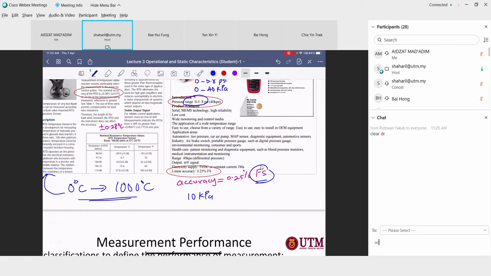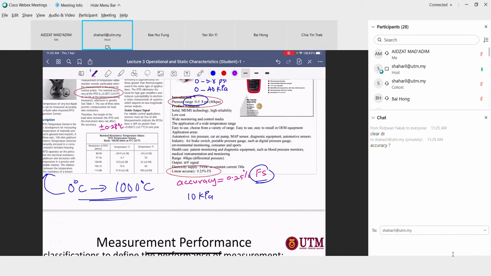How about you guys? Ki Hui Fung, yes. Where can you get the resolution? Is it from the range or from the accuracy? No answer? Oh, you are girls. I thought that you were boys. Okay, all right. Nice to meet you.